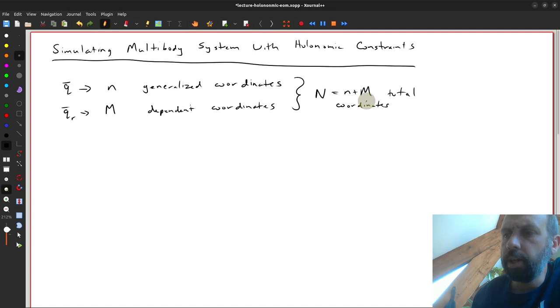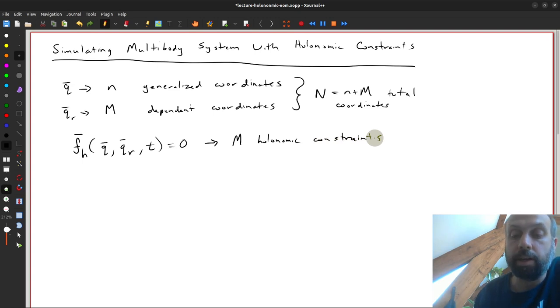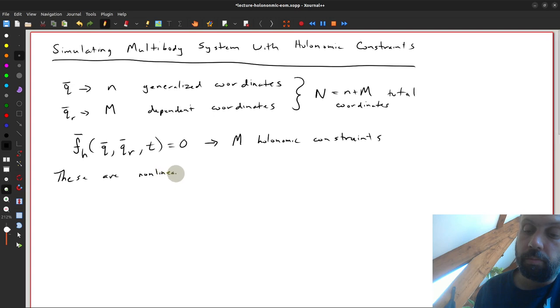We end up with these holonomic constraints that look like this. They involve only the generalized coordinates and these dependent coordinates, and possibly time as an explicit variable. They take this form. There are capital M of them. If you could solve these equations, maybe you could eliminate the M dependent coordinates q_r. But these equations are nonlinear in general, and it's non-trivial to solve for q_r. If it were possible, you would only work with the generalized coordinates q and just solve for them.